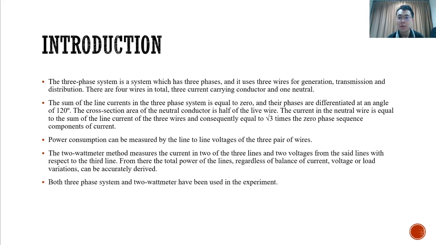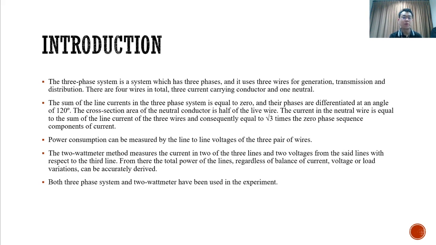Power consumption can be measured by the line-to-line voltage of the 3 pairs of wires. Besides that, the 2 wattmeter method measures the current in 2 of the 3 lines and 2 voltages from the said lines with respect to the third line. From there, the total power of the lines, regardless of the balance of current, voltage, or load variations, can be accurately derived. So both the three-phase system and the 2 wattmeter method are being used in the experiment.